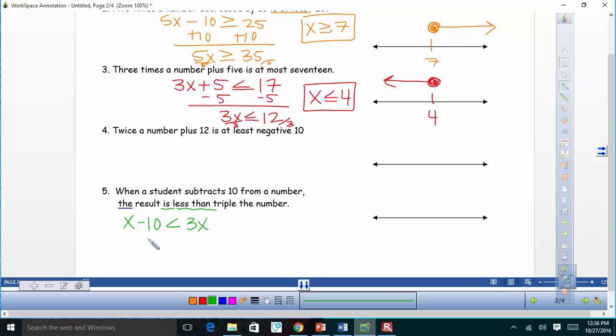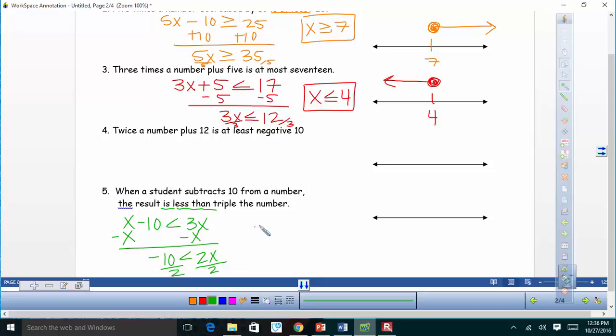All right, so from here, we want to get x by itself, or all on one side. So would you move 3x or would you move x? Okay, so I'm going to subtract x from both sides. That's going to give me negative 10 is less than 2x. Then I would divide by 2.